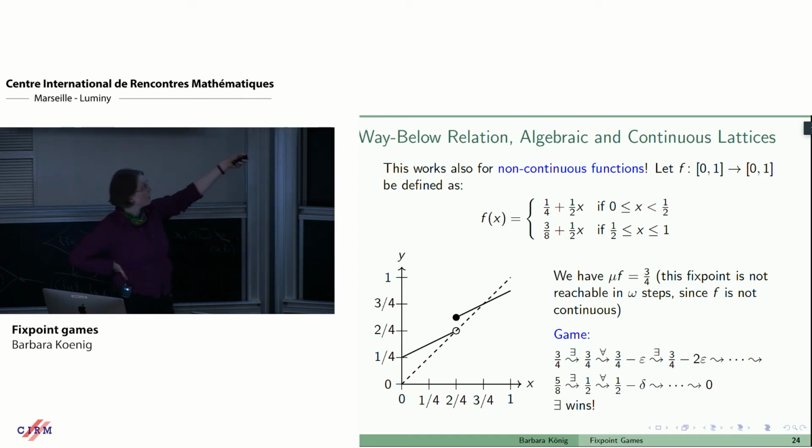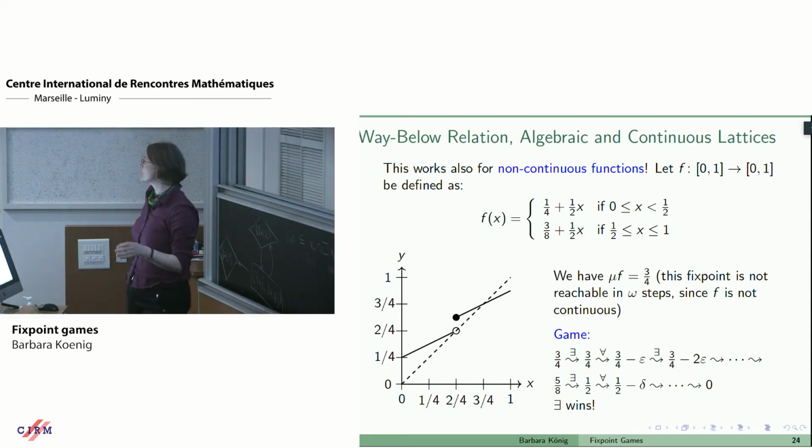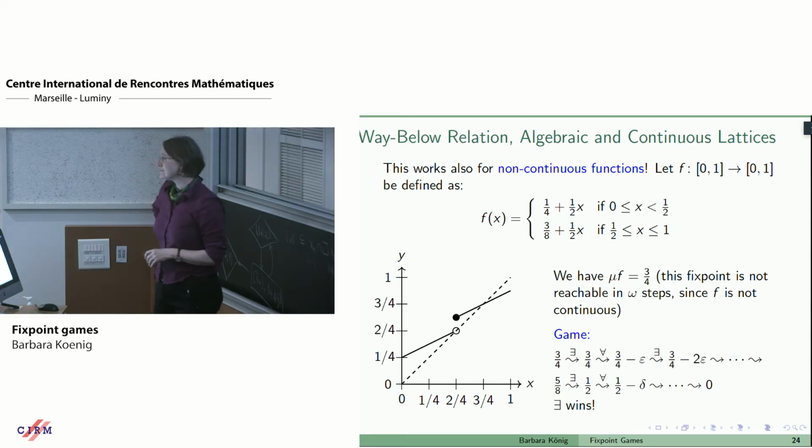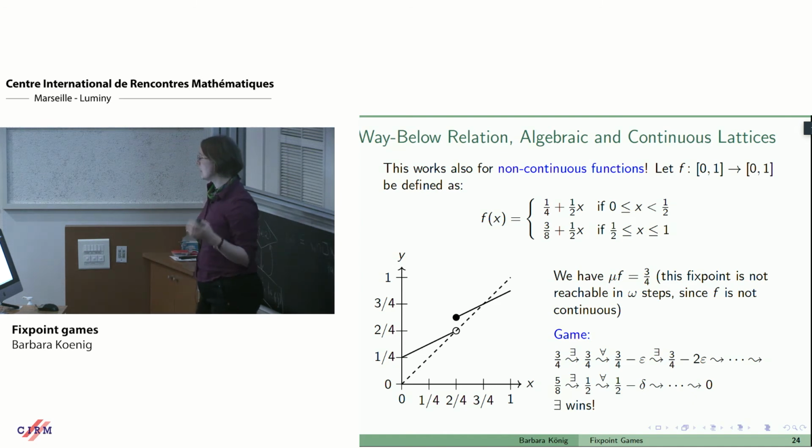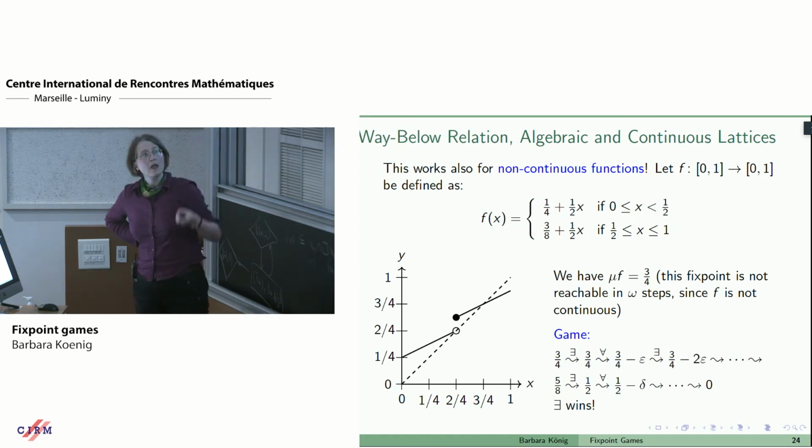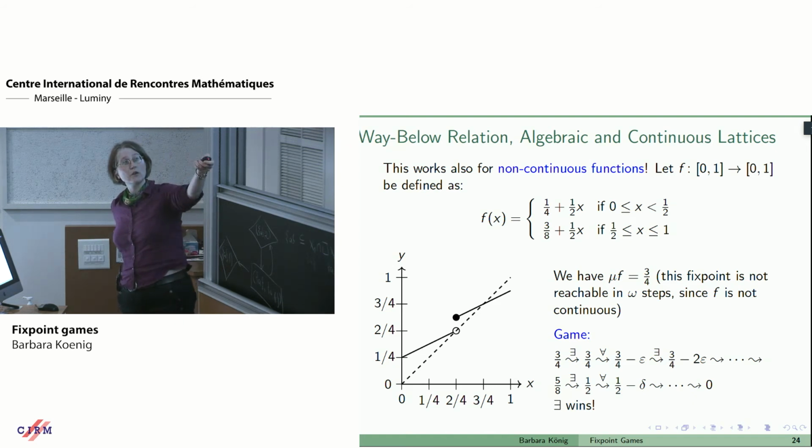So you do fixed point iteration here, and you end up here after omega steps, but then you're not yet done. You apply the function, you end up here, and then you have to continue fixed point iteration a bit, and after omega times 2 steps, in the end you're at the fixed point. But why does the game work? The game works more or less because you start with 3/4, and you want to show that 3/4 is below the least fixed point.